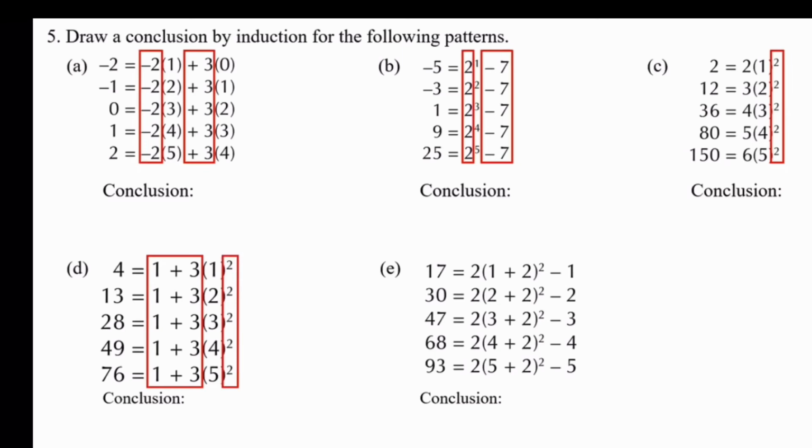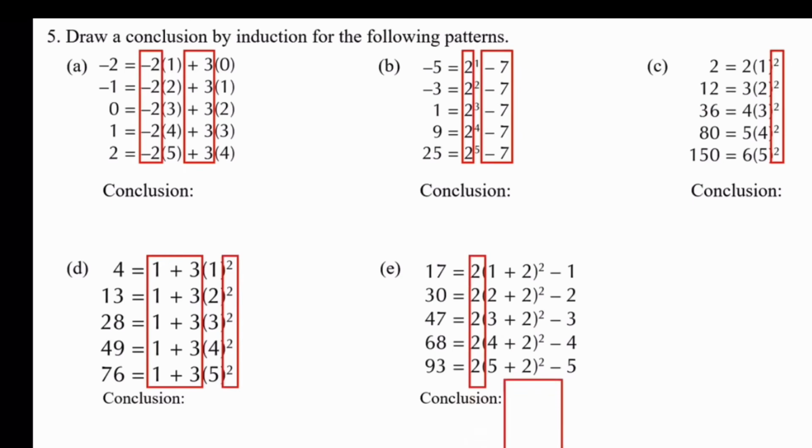For D, we also observe the power 2 remains unchanged. We'll highlight like this. So that means every term has the same elements that remain unchanged. And for E, you notice that there are 2, 2 remains unchanged, and plus also remains unchanged.